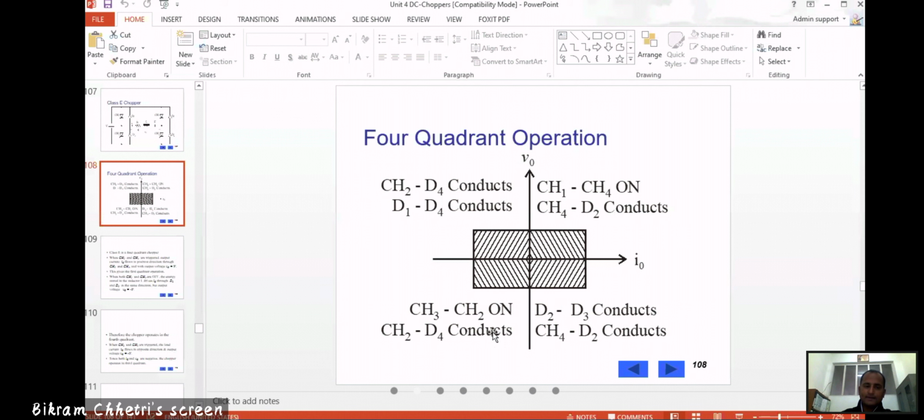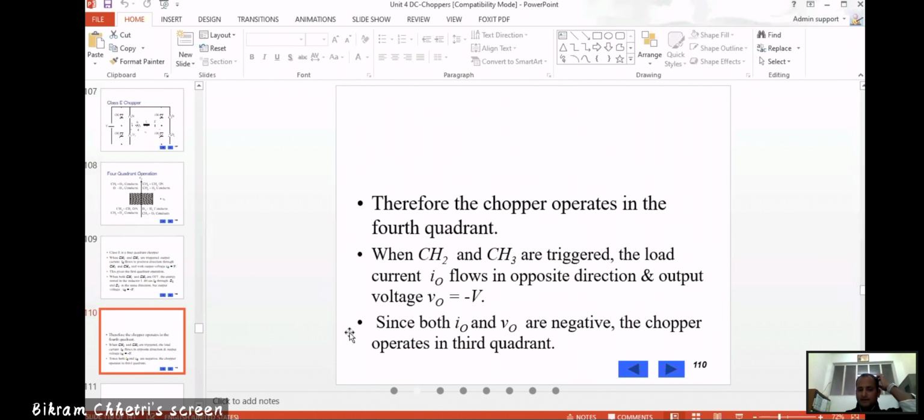So since both of these are negative, it means that this is operating in the third quadrant. When the choppers CH2 and CH3 are on, both the voltage and current are negative. This is what is written here. Since both I naught and V naught, the output voltage and output current, are negative, the chopper operates in the third quadrant.